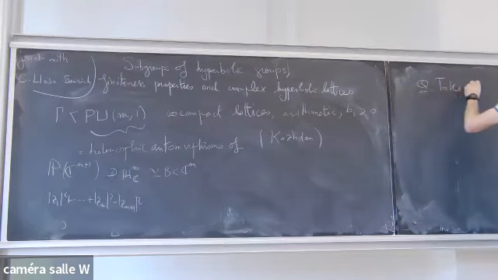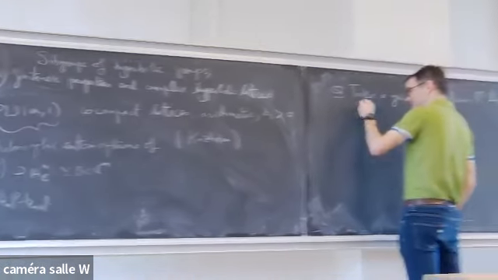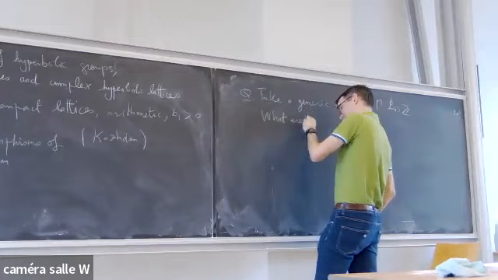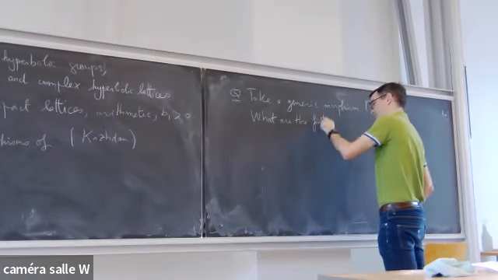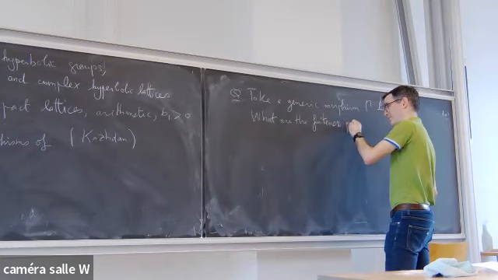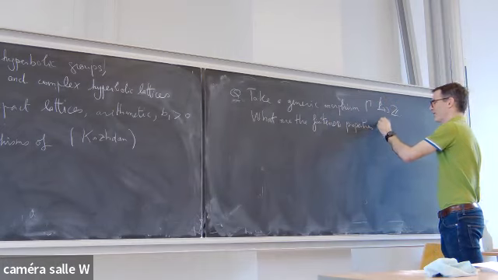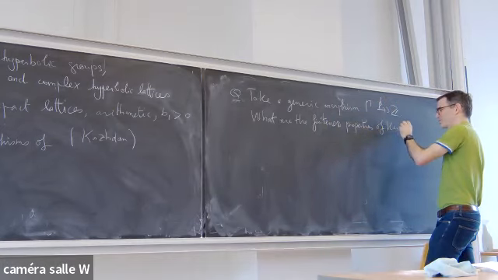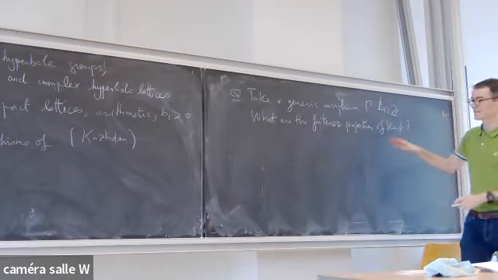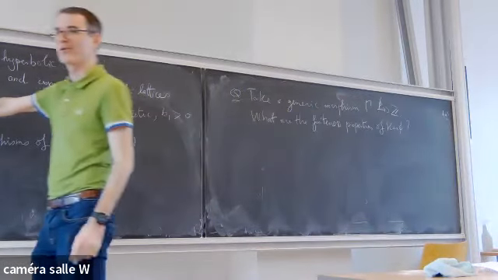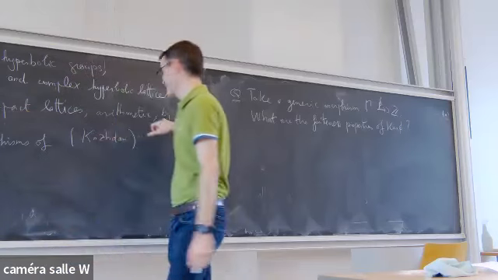take a generic morphism onto Z. And the question is, what are the finiteness properties of the kernel? So I take a morphism onto Z. What is it? It's one of these guys. So it's a co-compact lattice here. It's arithmetic and it has positive first Betti number.